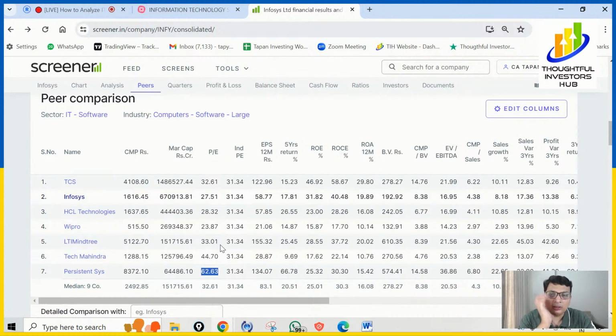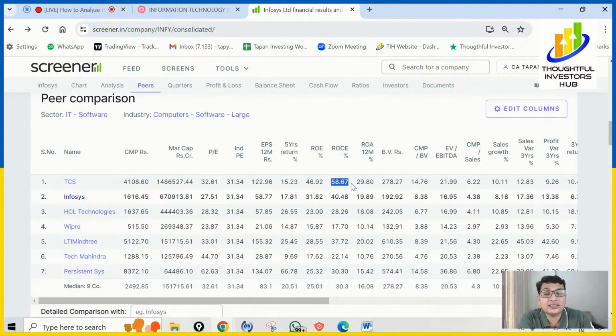Persistent Systems is almost 62. Sorry, guys. Almost 62, which is much higher. Now, let us talk about the ROE. If you see, the ROE of TCS is 46. Okay, which is on a higher side, much higher side, which is good. Higher the ROE, better is for the company.